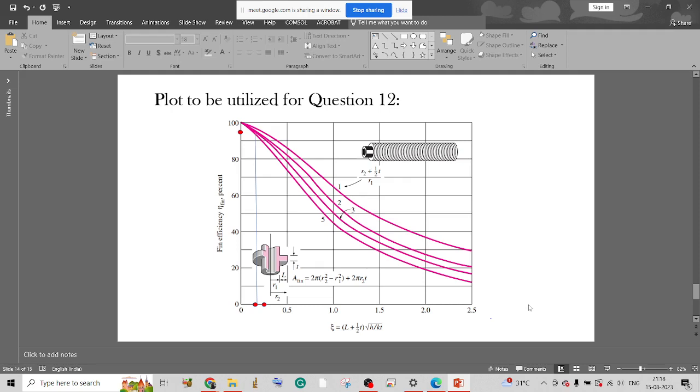Ma'am, your writing pad is not visible. What? For this much time it was not visible. Okay, just wait.